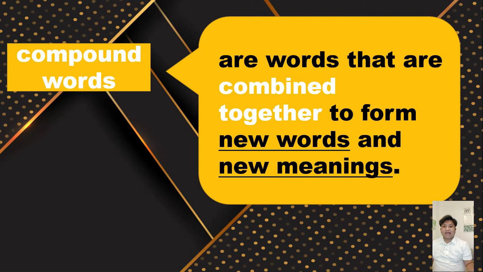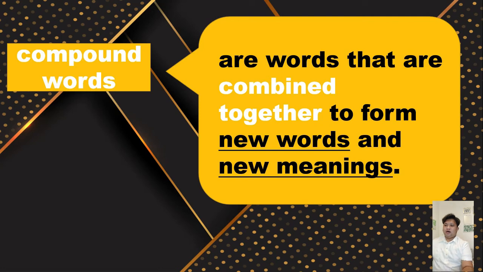Classroom, di ba? Class and room. We combine them together, it became classroom. So classroom is where pupils or students go to study. So that is a classroom. So again, compound words are words that are combined together to form new words and new meanings. In most cases, kasagaran, the meaning of these newly formed words is still relevant to their words of origin.